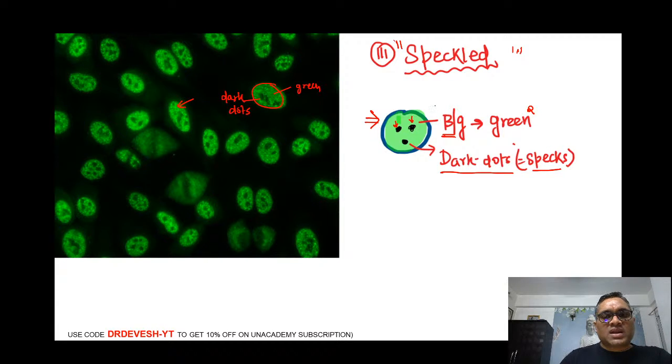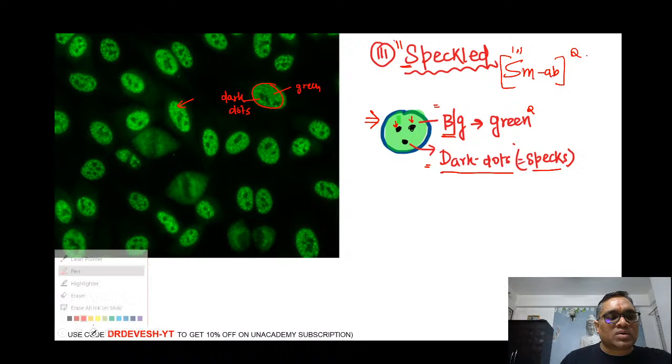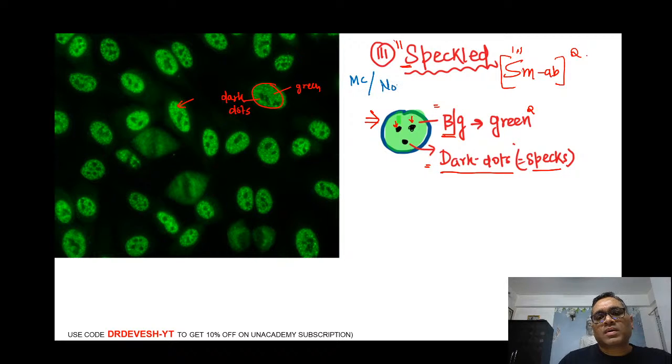What is a speckled pattern? The background will be green and dark dots will be present against the green background. Speckled pattern: S for speckled, S for Smith antibody. That was a question in one state exam in 2014 and a very frequently asked question. Speckled pattern is the most common pattern you are going to see, a non-specific pattern, and it is usually associated with the Smith antibodies, right?